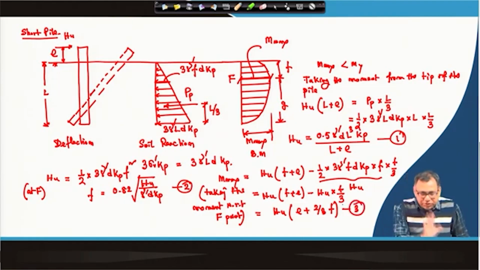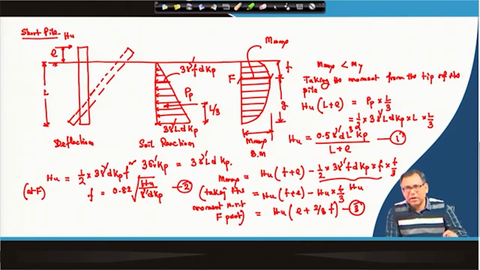So, for this short free headed pile, equation number 1 will give us the H u, equation number 2 will give us the F, because that F is required to determine the M max. So, once I get the F and the H u, then I will get the value of M max based on the E value. And then you have to check that M max should be less than M y.